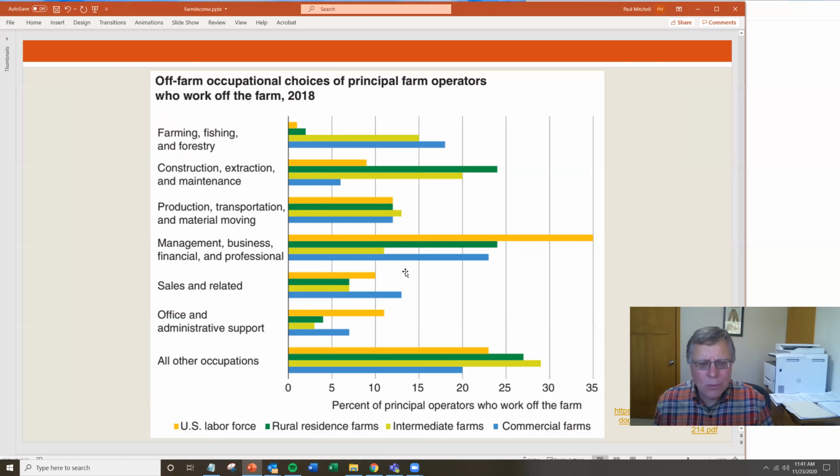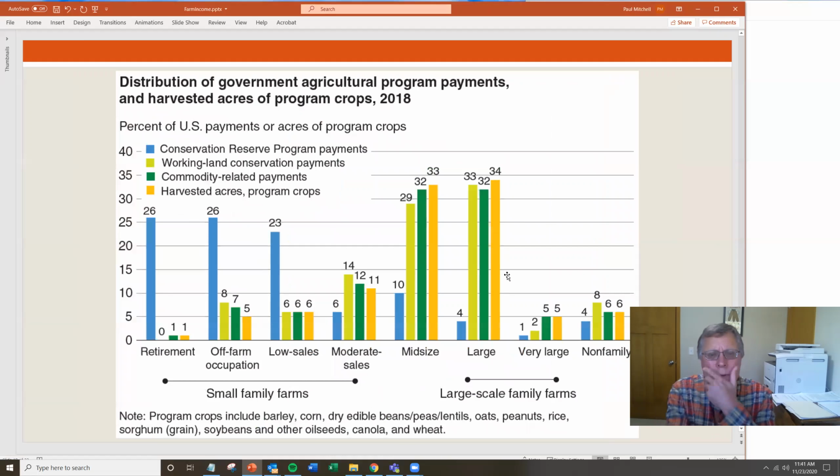But what I really like to say is, what do farmers do? A big chunk of them go work for other farmers, or they work in management, professional jobs, or trucking is another good example, hauling things. The next one is distribution of government payments here. There's a split between what we'll call small farms, low sales, off-farm occupation, retirement farms, and more of these productive farms that are producing a large chunk of the output.